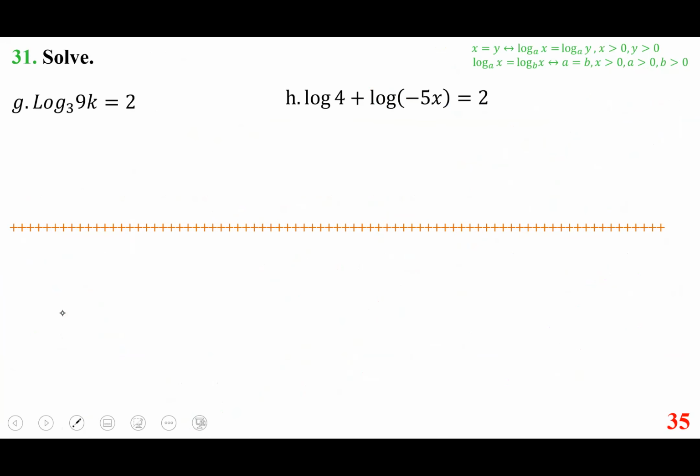All right, we want to solve this. We are going to go with the arrow, just to remind you, this is the arrow, right? 3 squared is 9k, or 9k is 3 squared. And we know 3 squared is 9, so we divide by 9. And k becomes 1.